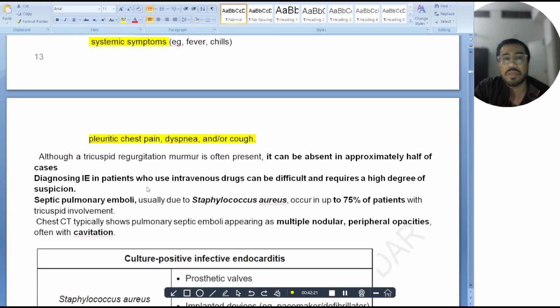Diagnosing IE in patients who use IV drugs can be difficult. So that's why I mentioned it here. It can be difficult and requires a high degree of suspicion. Septic pulmonary emboli, usually due to Staph aureus, occur in 75% of the patients with tricuspid involvement. This is really high yield, and this happens. The lung involvement does happen. Chest CT typically shows pulmonary septic emboli appearing as multiple nodular peripheral opacities with cavitation. So that is what you need to keep in mind.